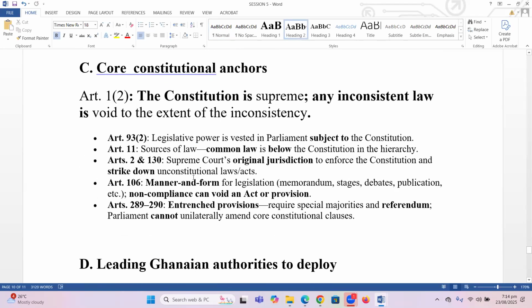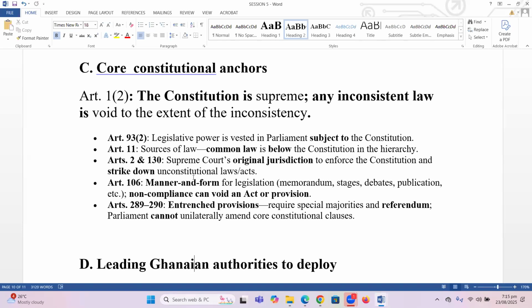So we've already talked about the core constitutional anchors for a question like that. Article 1, Clause 2, that the Constitution is supreme. Any inconsistent law is void to the extent of the inconsistency. Now, Article 93, Clause 2, as we have quoted, the legislative power is vested in Parliament subject to the Constitution. Article 11, of course, makes the common law a source of law in Ghana, but the common law is below the Constitution. The common law cannot supersede the Constitution. And of course, we've talked about Articles 2 and 130, which confer original jurisdiction on the Supreme Court to enforce and strike down unconstitutional laws or acts of Parliament. And again, we've also mentioned Article 106, providing what we call procedural limitation. Okay, and that is important. Let me even link this to constitutionalism.